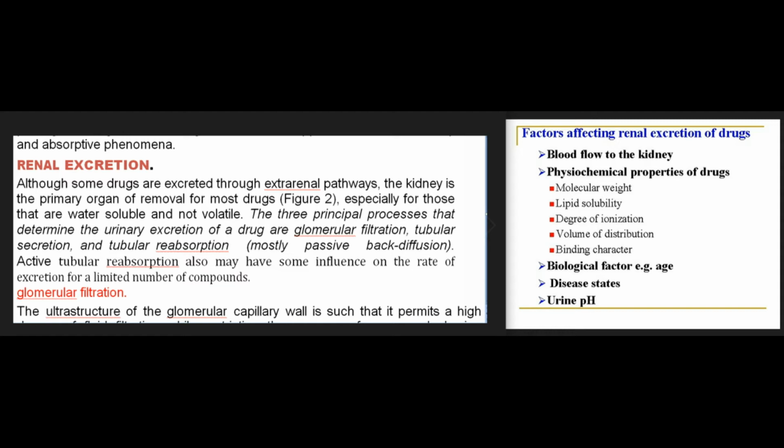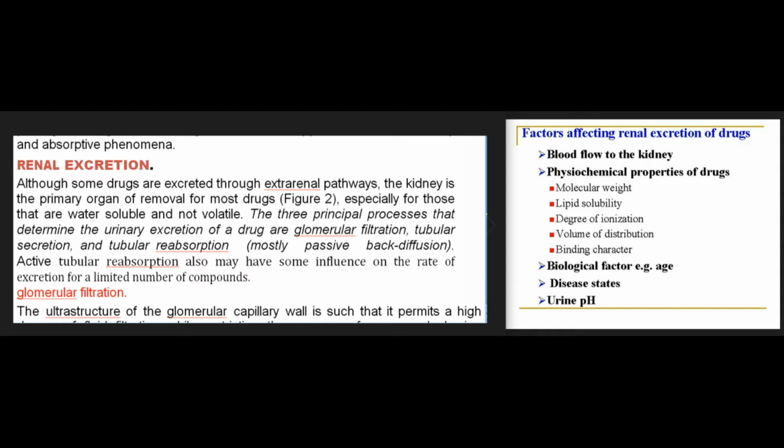The three principal processes that determine the urinary excretion of a drug are glomerular filtration, tubular secretion, and tubular reabsorption, mostly passive back diffusion. Active tubular reabsorption also may have some influence on the rate of excretion for a limited number of compounds. Glomerular filtration.